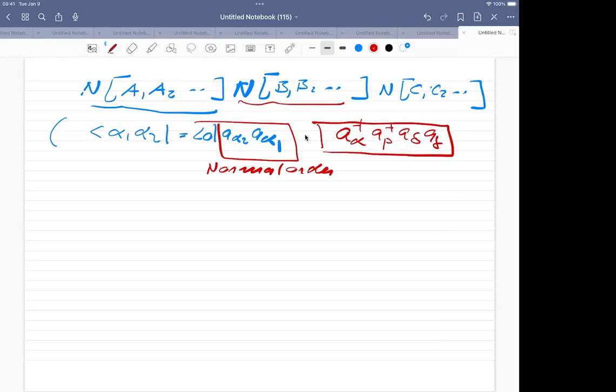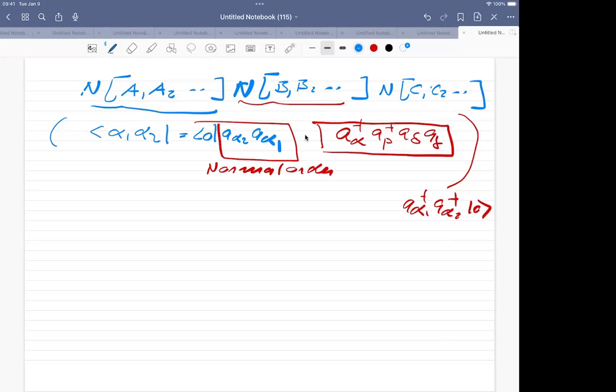And then what we had as an example here, we actually had this A alpha 1 dagger, A alpha 2. We would also call that one a normal ordered chain of operators, because now we have only creation operators. So you could think of each one of these as chains of operators which are already normal ordered.